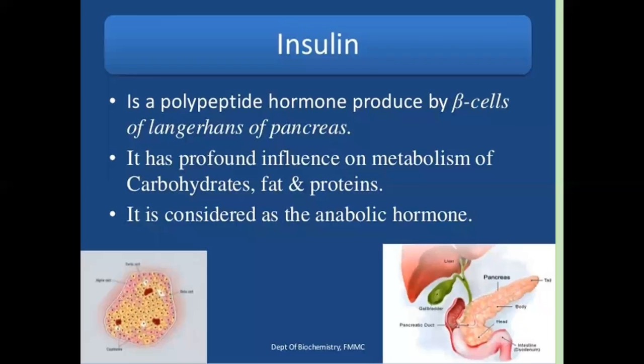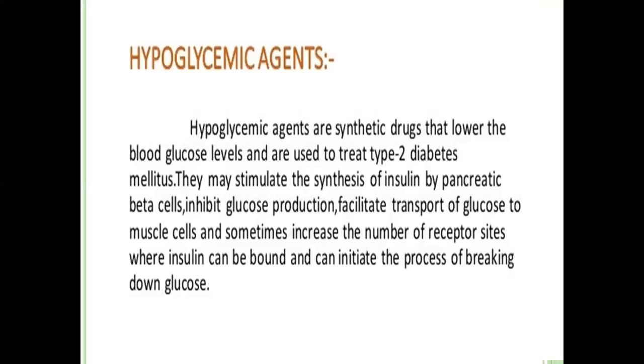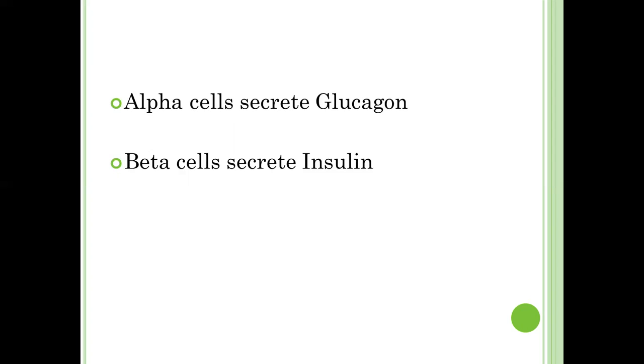Which two cells? Alpha cell and beta cell. Alpha cell secretes glucagon and beta cell secretes insulin.